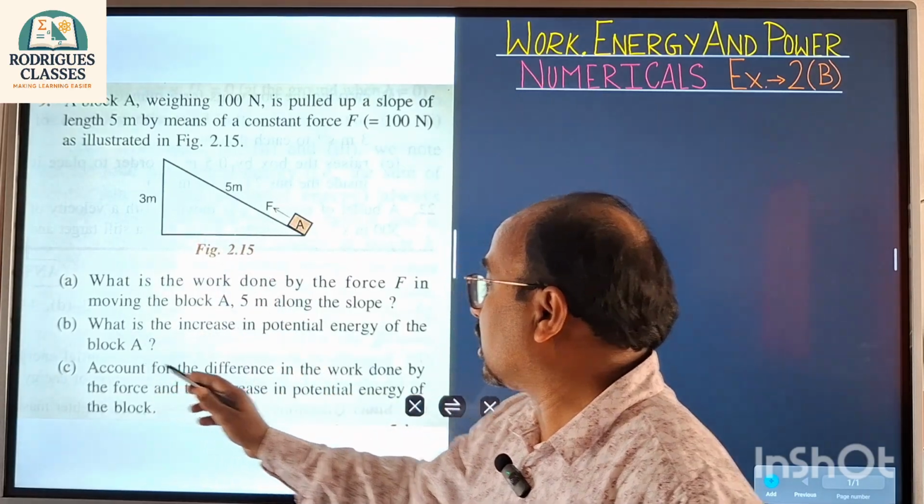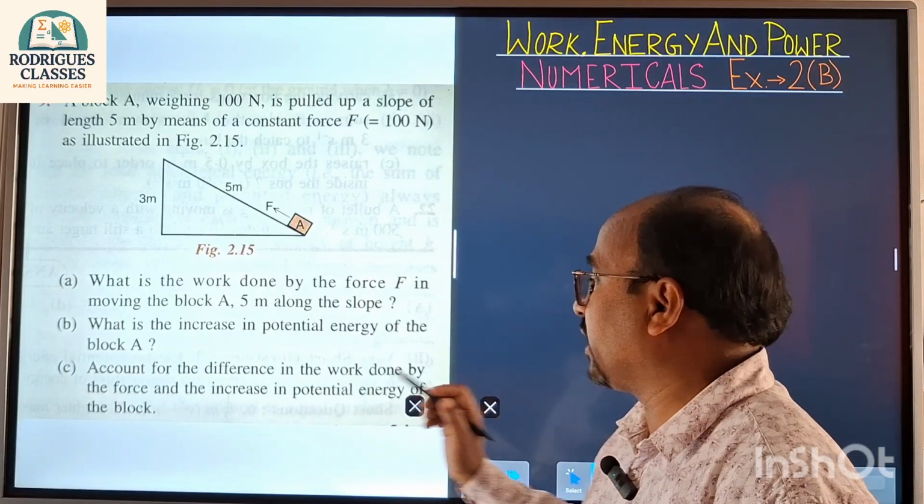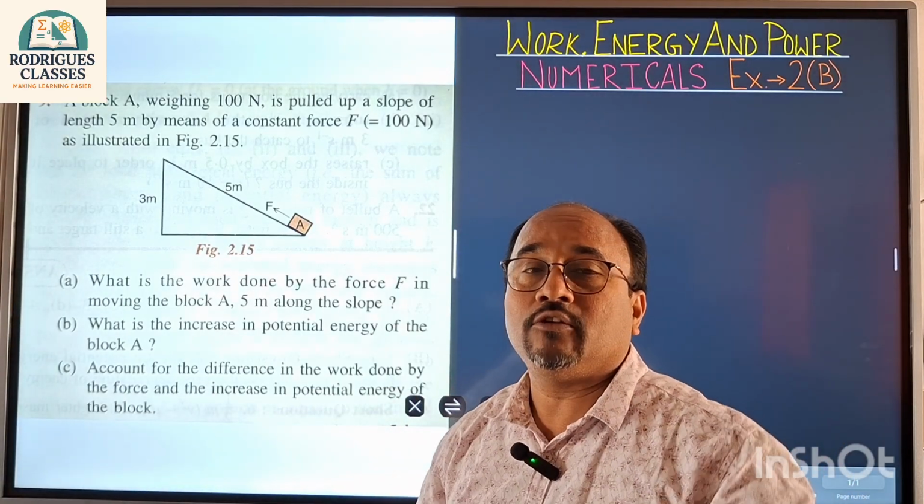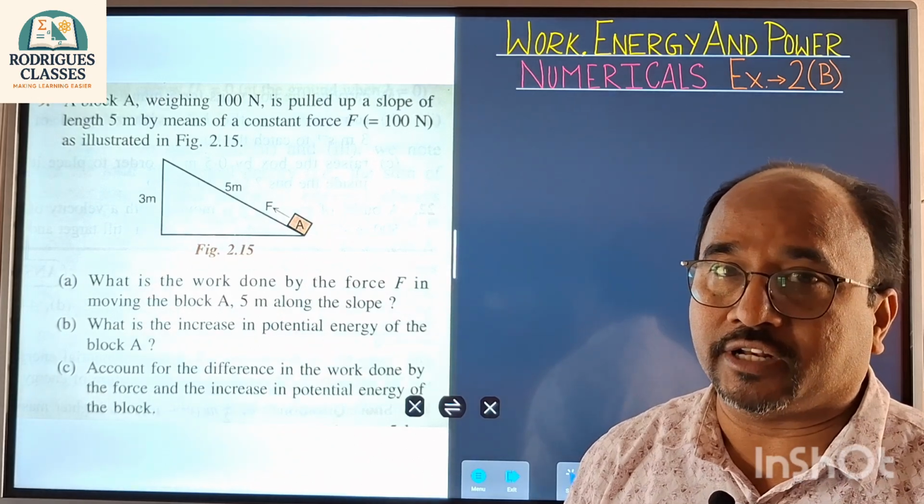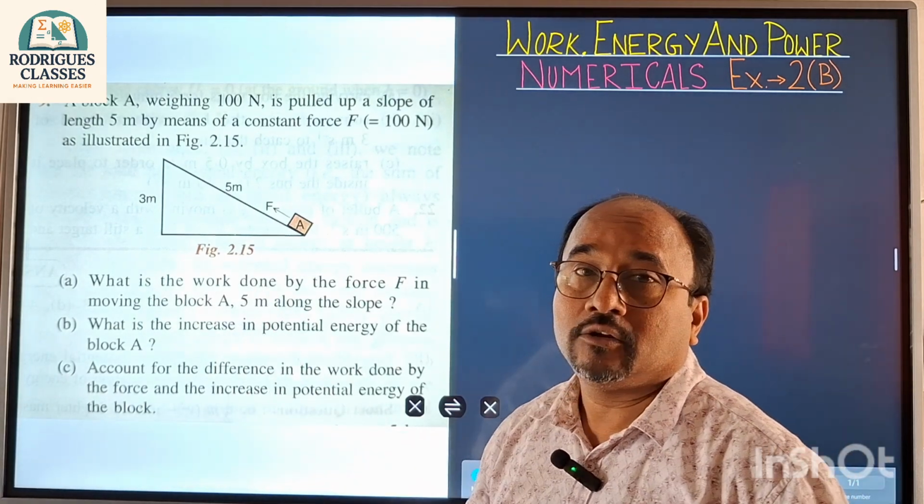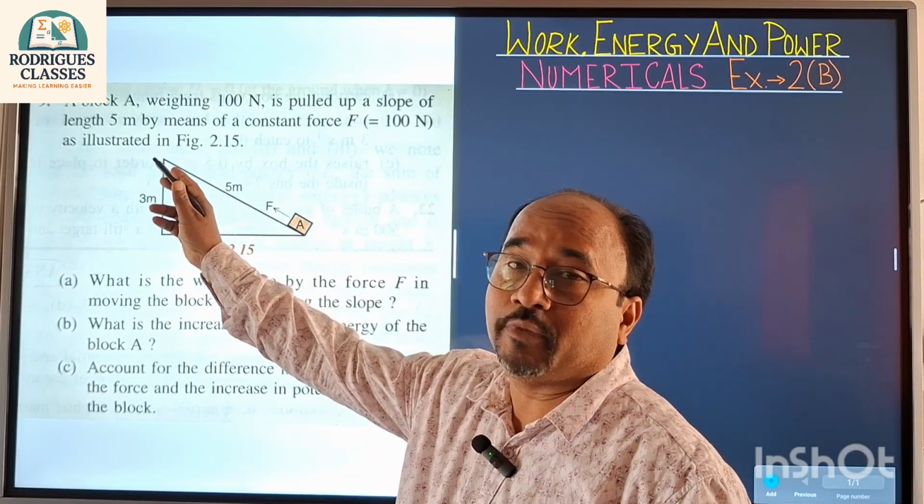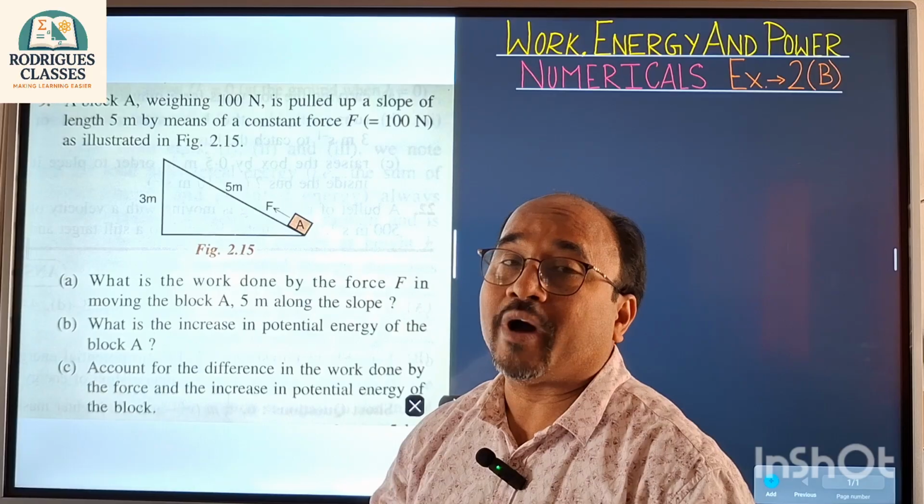And then it says, account for the difference in the work done by the force and the increase in potential energy of the block. We know that we have been relating that work done will be equal to the increase in potential energy, but you will not find the answer coming the same in both the parts. Okay, here you will find work done to be coming more and the increase in potential energy will not be the same. So why is that difference?